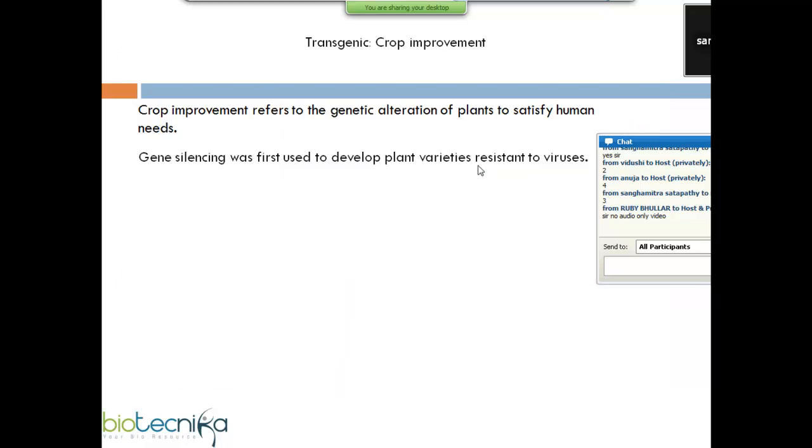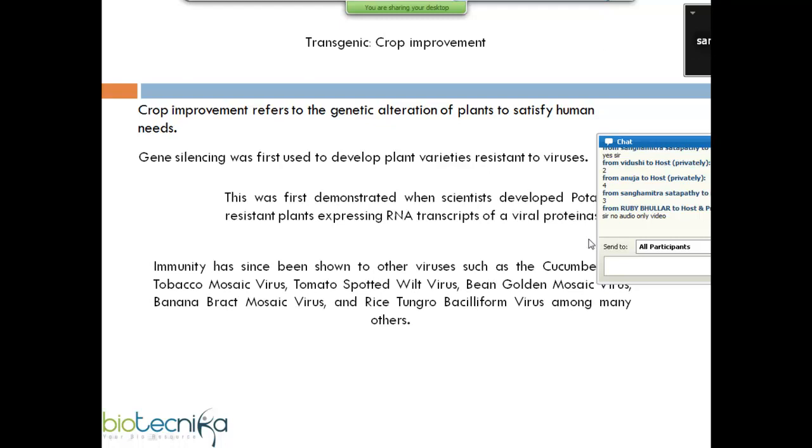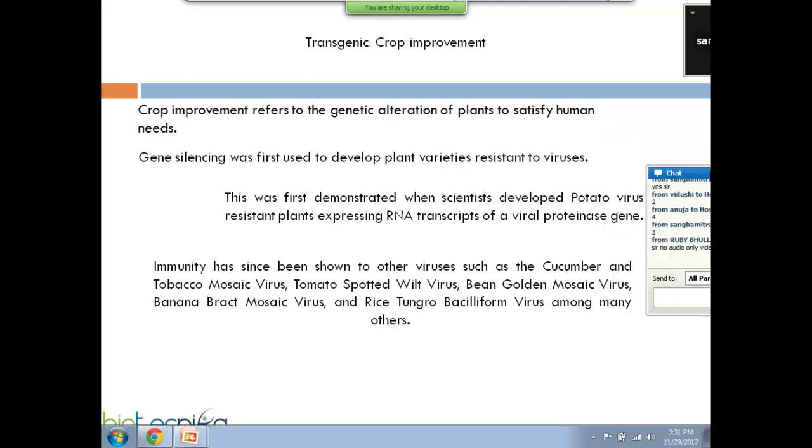So next one is transgenic crop. We have seen the transgenic animal and the transgenic plant, which are involved in crop improvement. Crop improvement refers to the genetic alteration of the plant to satisfy our human needs, and one of the most important techniques used in crop improvement is gene silencing, which is nothing but antisense RNA silencing. It was first developed by scientists in potato virus resistant plants, and after that it was seen in many plants, like gold bean mosaic virus and banana bract mosaic virus.